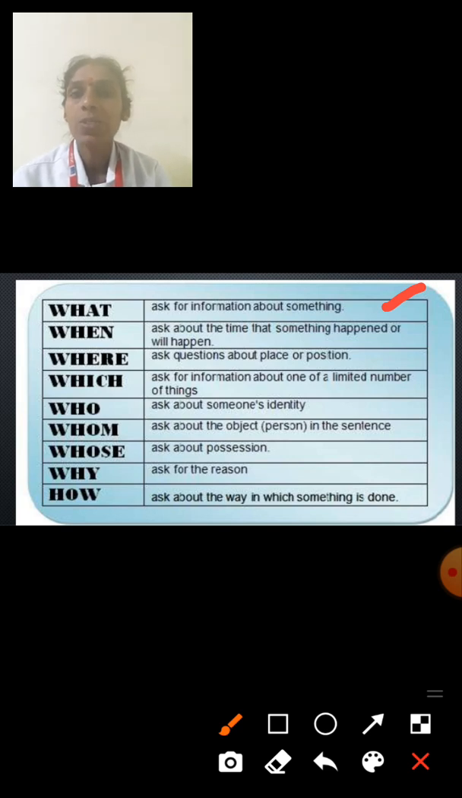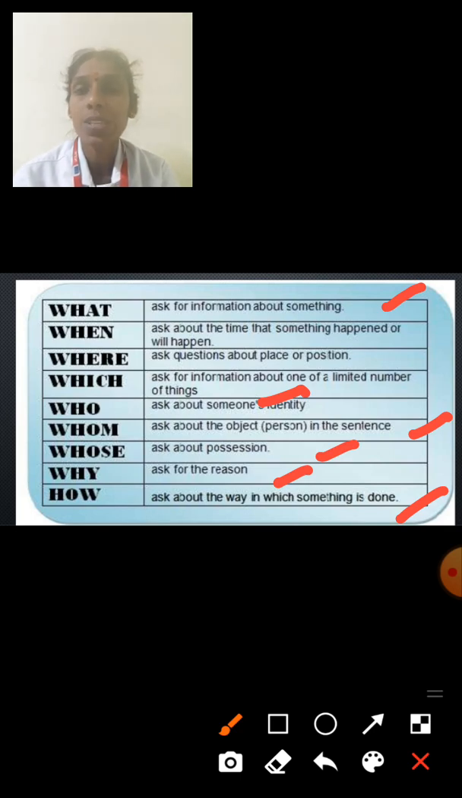Where asks about a place. Which asks for information about one of a limited number of things. Who asks about a person. Whom asks about the object in a sentence. Whose asks about possession. Why asks for a reason. How asks about the way in which something is done. These are called WH question words. With the help of these question words, we frame a question.